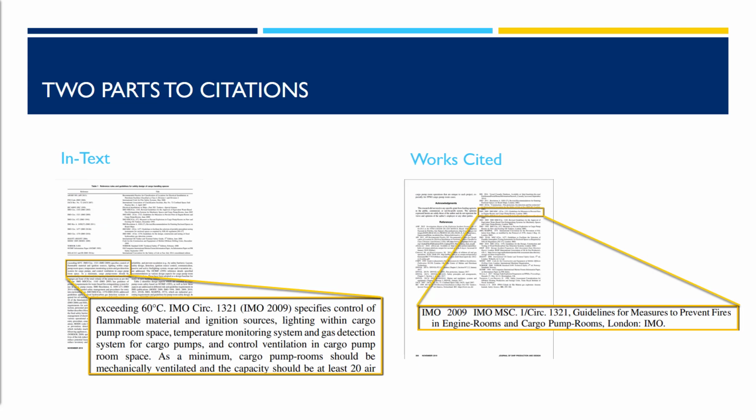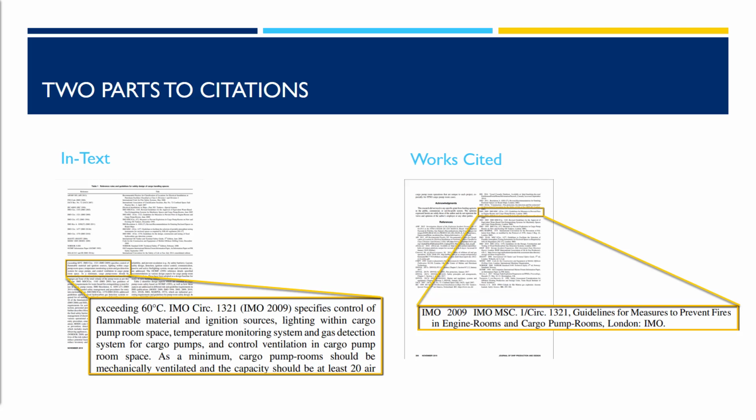So, when we're looking at it, you'll see a citation for both of these. This is looking at the same source, but in text you can see in that top line the IMO Circ 1321, IMO 2009 specifies control of flammable material and ignition sources. That parenthetical, IMO 2009, is the in-text citation. It's in the middle of the text and it gives us just enough information to find it on the works cited page. IMO, of course, standing for International Maritime Organization, which is something that you might come across a lot here.